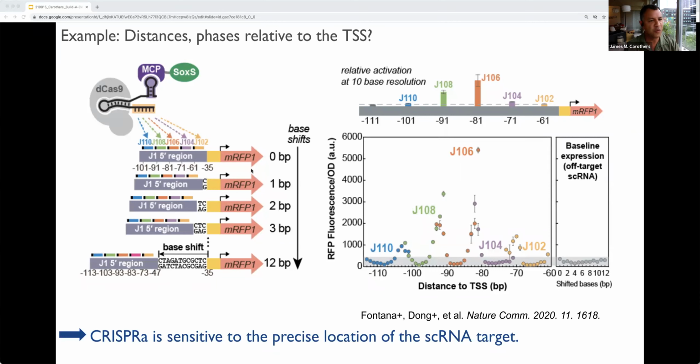What we assume is happening here is that presumably the CRISPRa complex is rotating around the DNA, and that it needs to be on the same side as the polymerase in order to mediate the interactions between the transcriptional activator, which in this case is SoxS, and the RNA polymerase holoenzyme to get activation from these promoters.